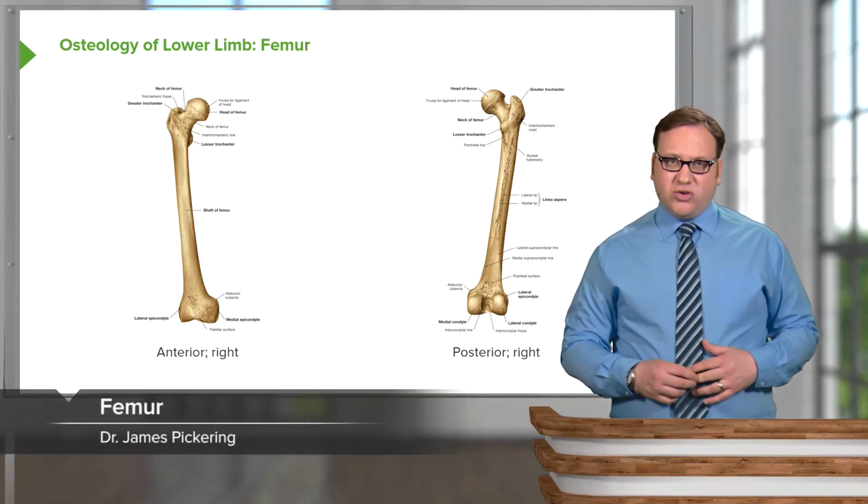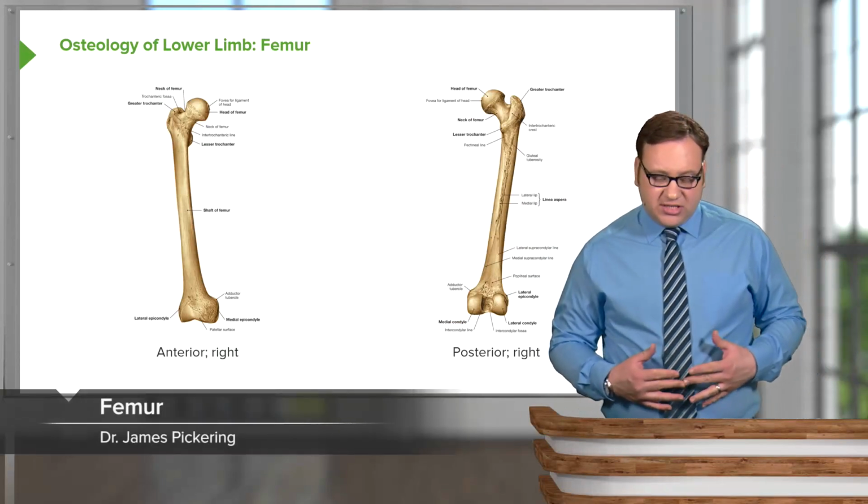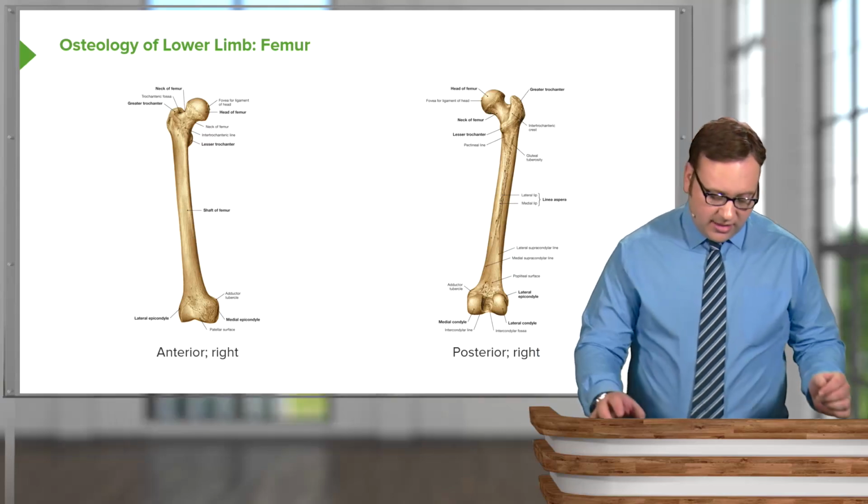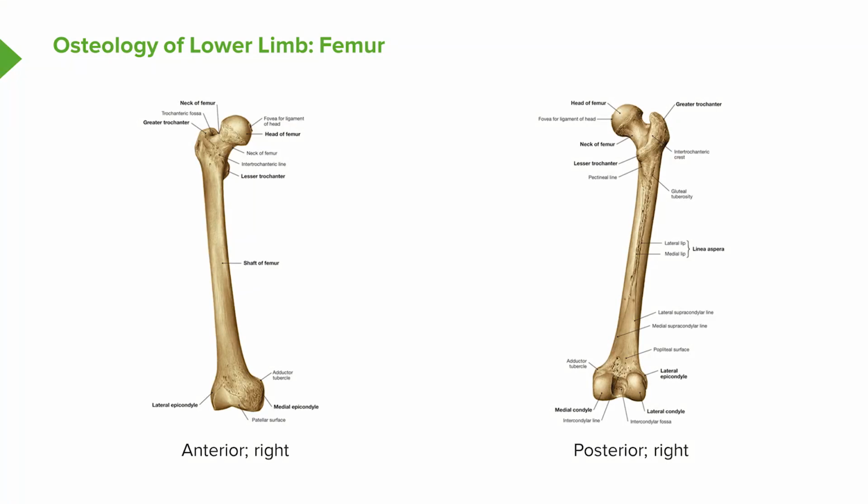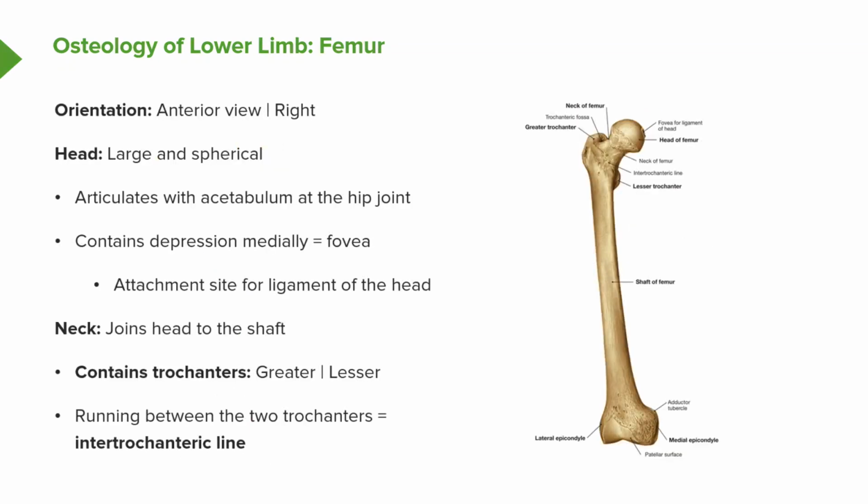So now let's move on to the femur. The femur, which is the thigh bone within the thigh. We can see here we have an anterior right femur and we have a posterior right femur. So here we have the anterior view of the right femur. We've got the head of the femur here. It's large, it's spherical, and it articulates with the acetabulum at the hip joint. It contains a depression medially, which is the fovea here, and this contains the attachment site for the ligament of the head of the femur.